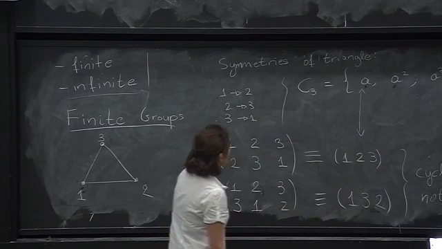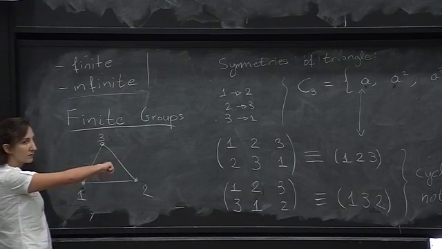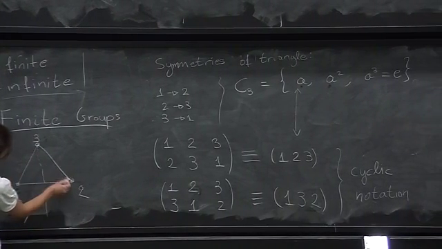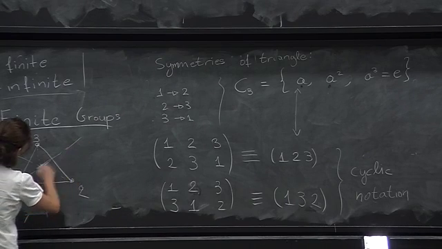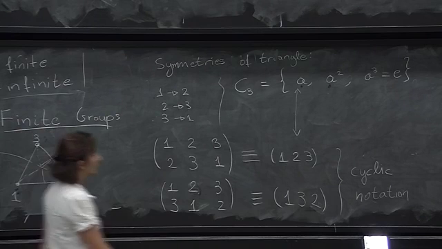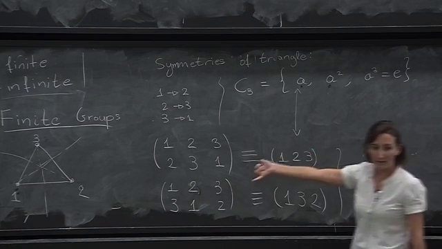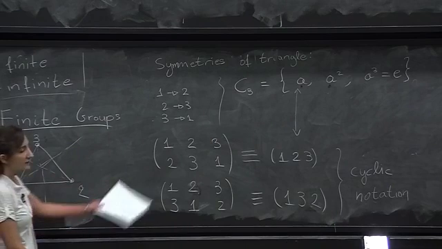Now, what if we not only allow rotations in the plane, but we also allow reflections around the 3 axes of symmetry of the triangle? If you were to rotate in the opposite sense, then it's the same thing. These are the only 3 elements of the group. So yes, let me say why this is a group.